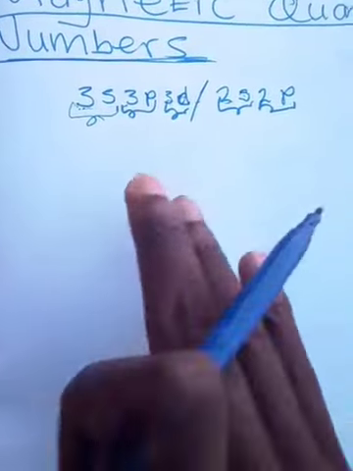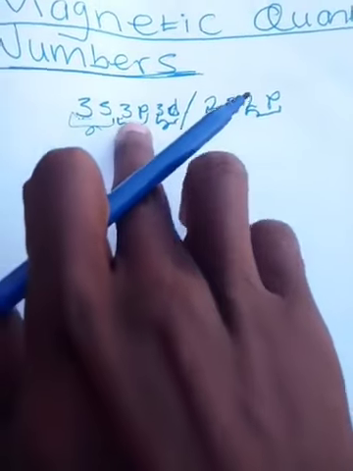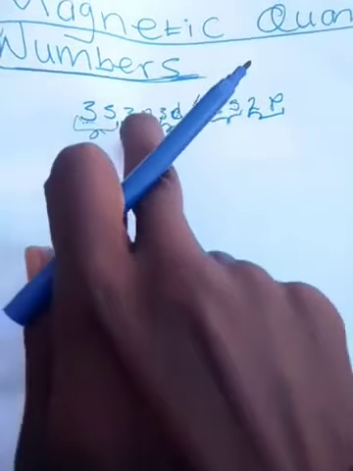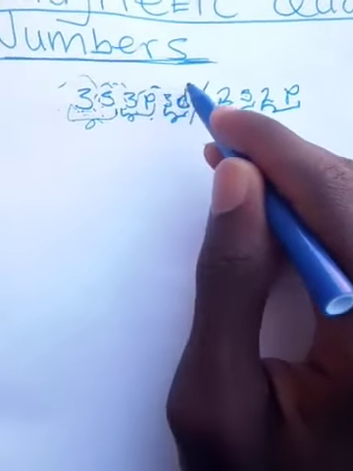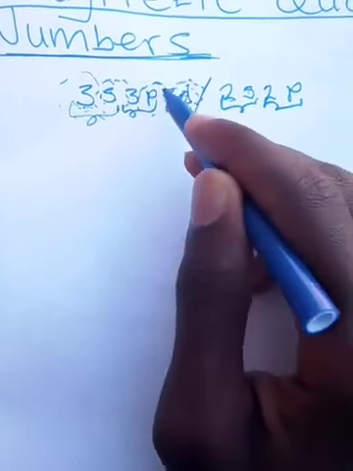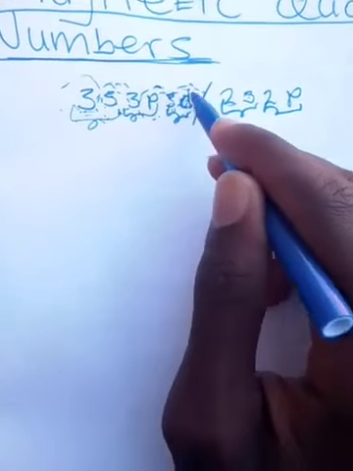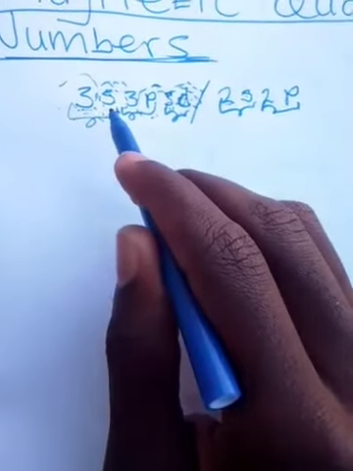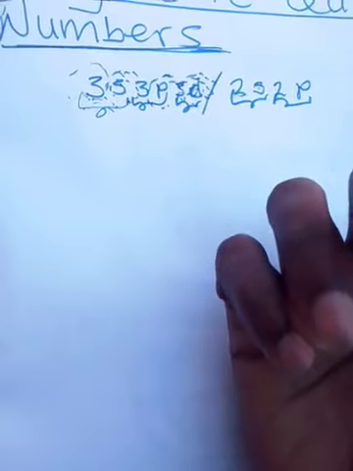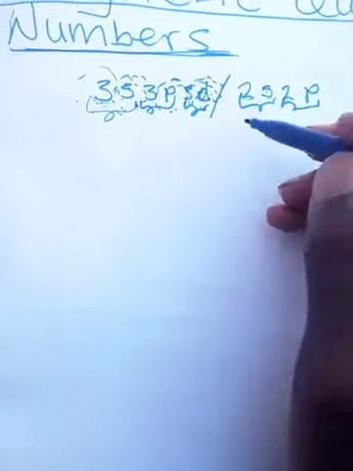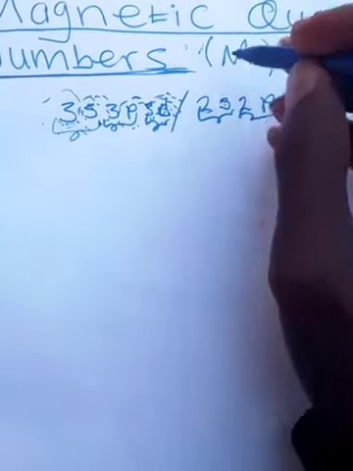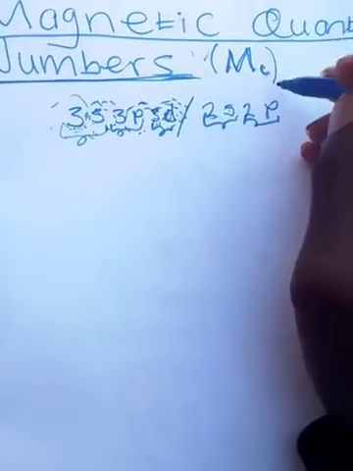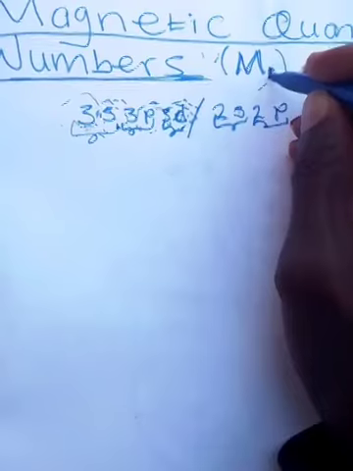Now, suppose you want to know the number of orbitals in each of the subshells having S, P, and D. Your focus should not be on the number coming in front. Your focus should be on the angular momentum number. So how do you know? The magnetic quantum numbers are represented by m with a small letter l, capital M, small letter l. I don't know if it looks like a C, but it is l.